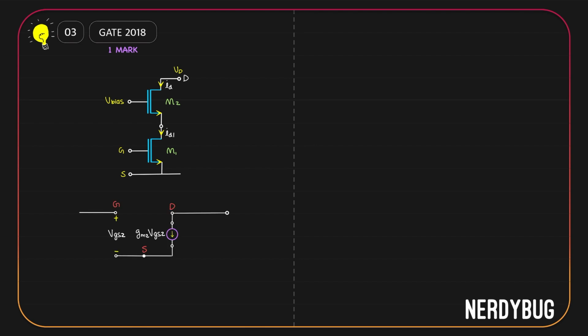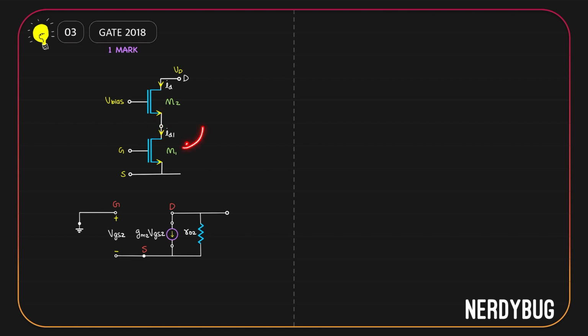At the gate of the second MOSFET, we have V bias. In the small signal model, it will be shorted, so the gate will be connected to the AC ground. Now, M2 has an output resistance RO2. In the small signal model, it has to be connected between the drain and source of the second MOSFET. Also, at the source of M2, we have M1. Source of M2 is connected to the drain of M1.